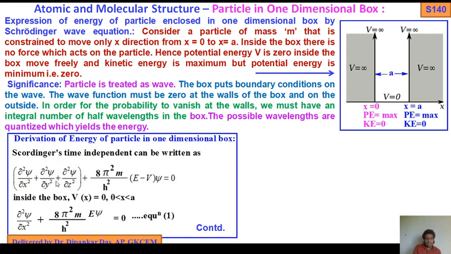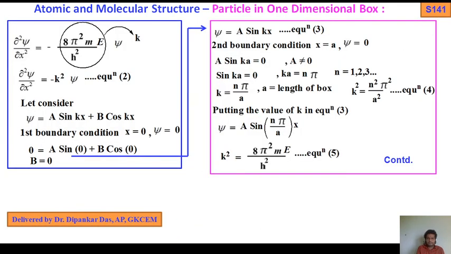Now the derivation. The Schrödinger time independent equation for three dimensions can be written as del square psi by del x square plus del square psi by del y square plus del square psi by del z square plus 8 pi square m by h square (E minus V) psi equals 0. Now inside the box, what condition do we get? V equals 0 and x is greater than 0 but less than a. Applying these conditions, we get del square psi by del x square plus 8 pi square m by h square E psi equals 0, which is assigned as equation number 1.